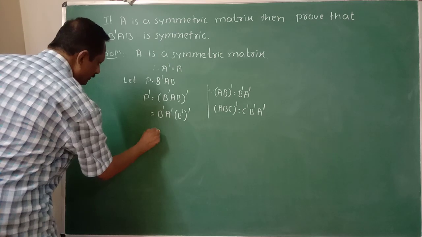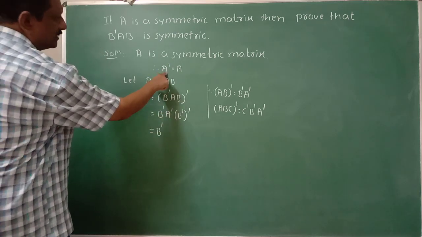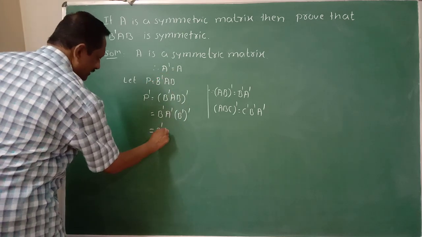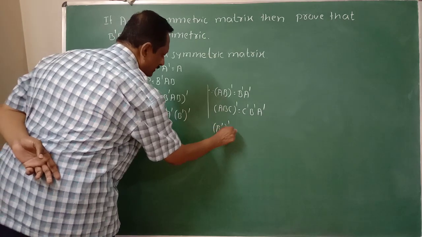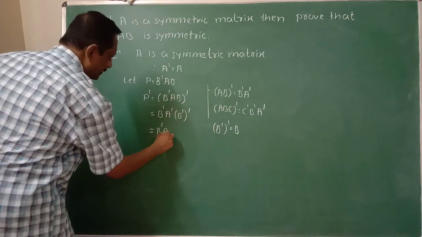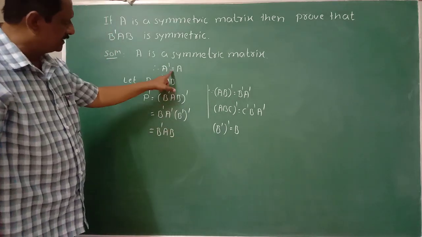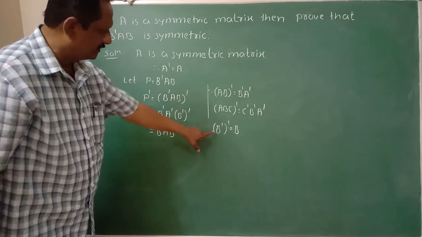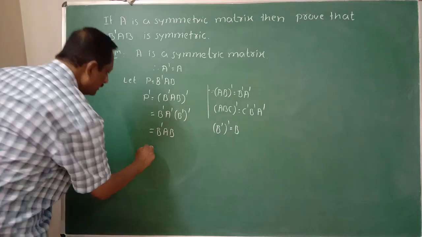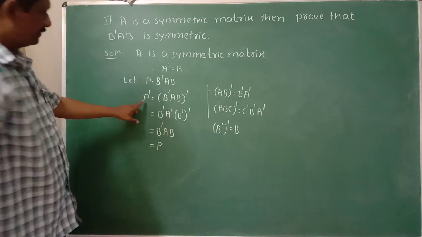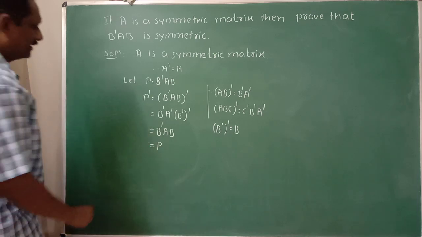Then B dash into A dash: A dash is equal to A, so use that. And also the property that B dash of dash is B. So write B dash as it is, A dash is A, and B dash of dash is B. So B dash AB is what? This is P. Hence, P dash is equal to P. This condition is satisfied, then P is said to be a symmetric matrix.